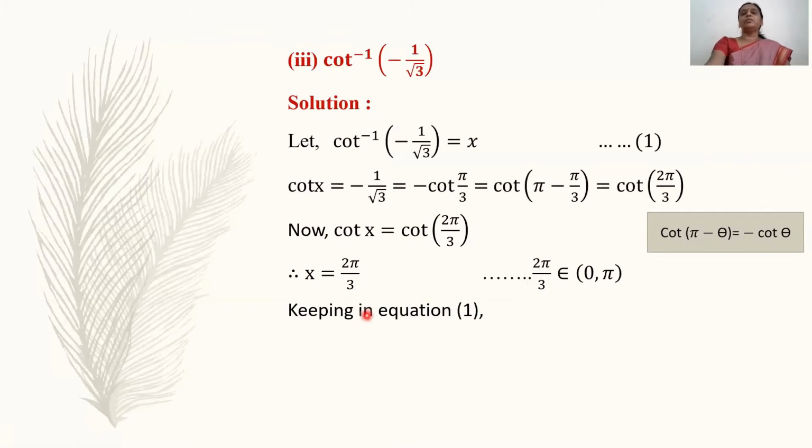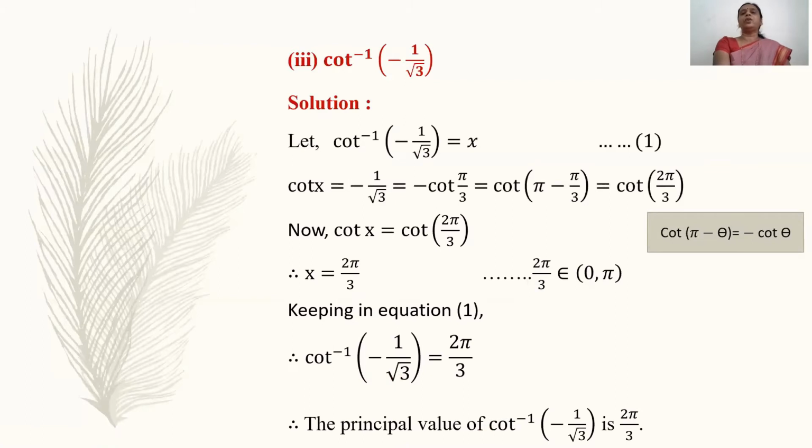Now keep this in equation 1. You will get cot inverse in the bracket minus 1 upon root 3 is equal to 2 pi by 3. Therefore, principal value of cot inverse minus 1 upon root 3 is 2 pi by 3.